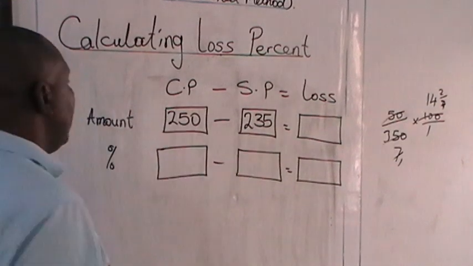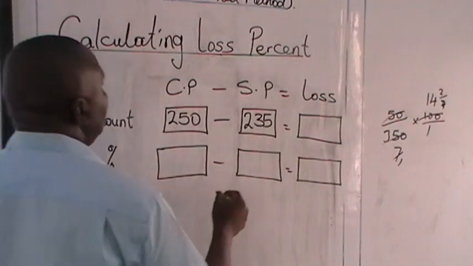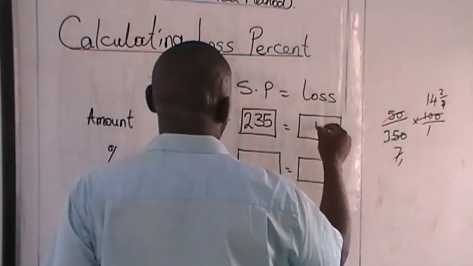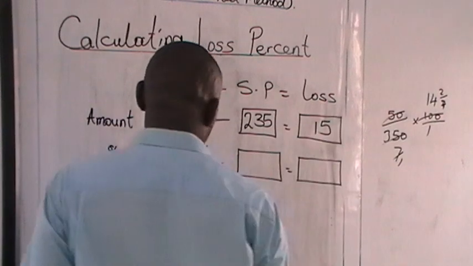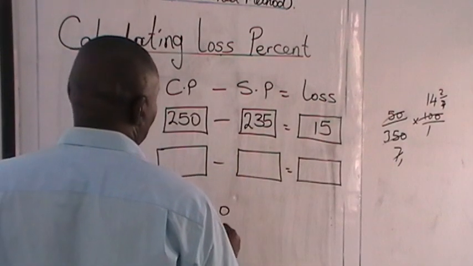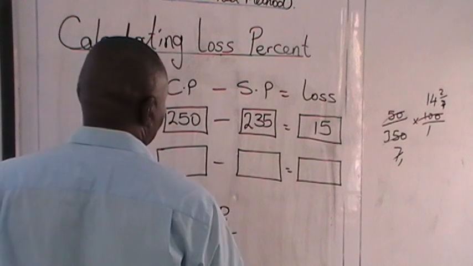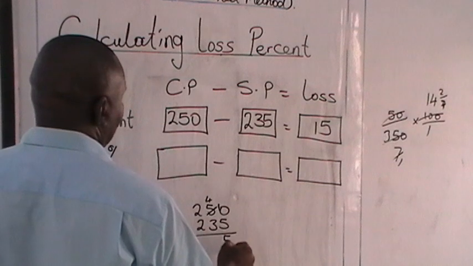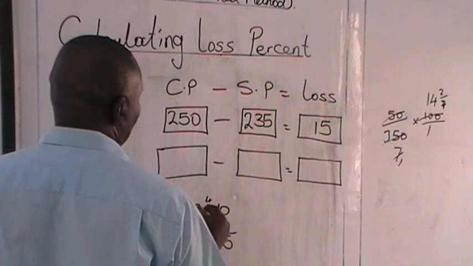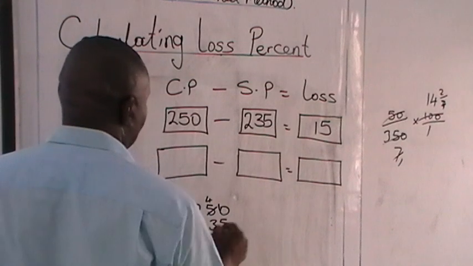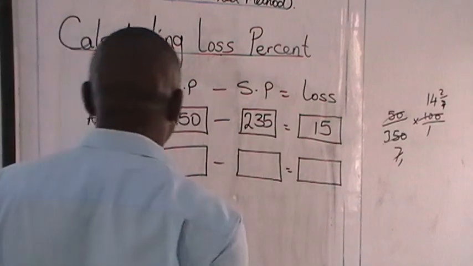So what will be the loss? 250 minus 235. When you calculate it, you definitely get 15. 250 minus 235: 10 minus 5 is 5, 4 minus 3 is 1, 2 minus 2 is 0, so the answer is 15.